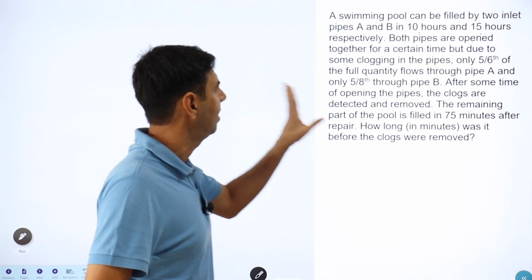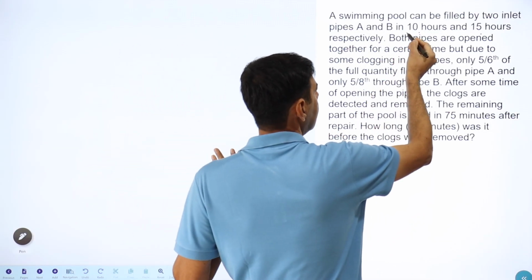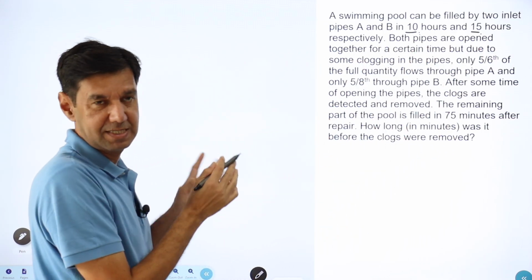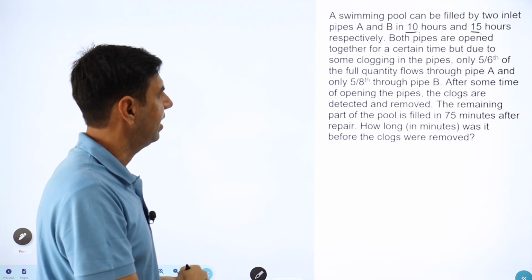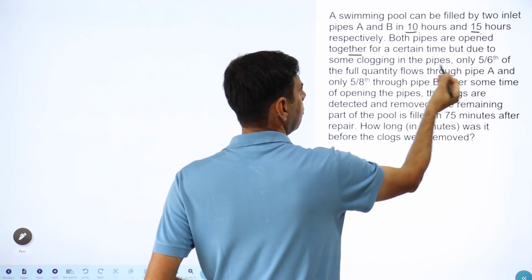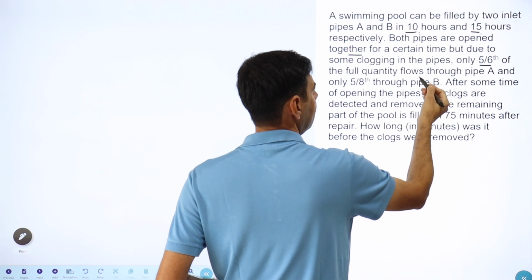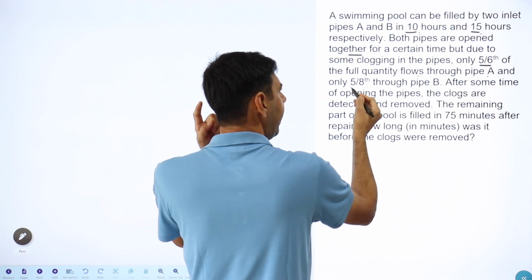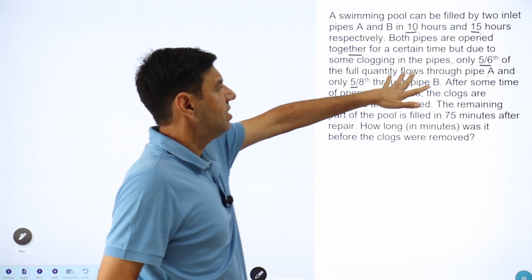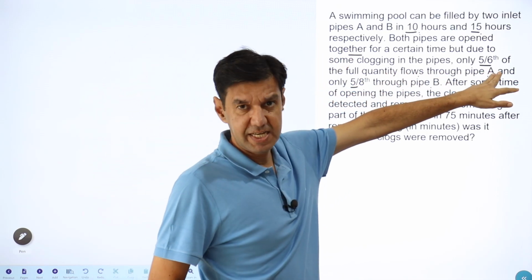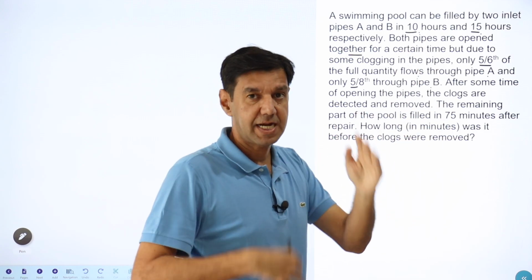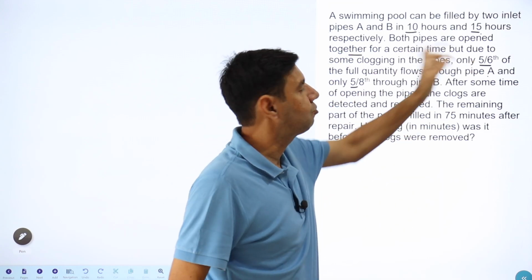2 inlet pipes filling up a swimming pool. We know the time taken by each of the pipes individually. So that's some comfort area, standard data. Now both pipes are open together for a certain time, but due to clogging, only 5/6 of the full quantity flows through A and 5/8 through B. So what I can do is, since the inflow is only 5/6, the time taken will no longer be 10. The time taken will be more. So 10 into 6 by 5.